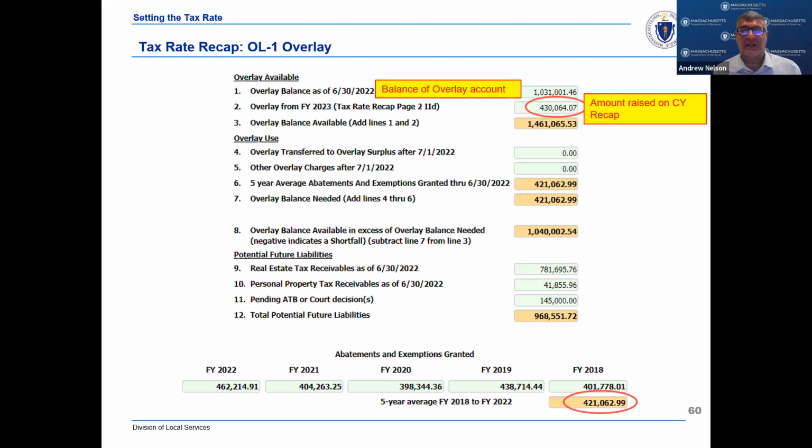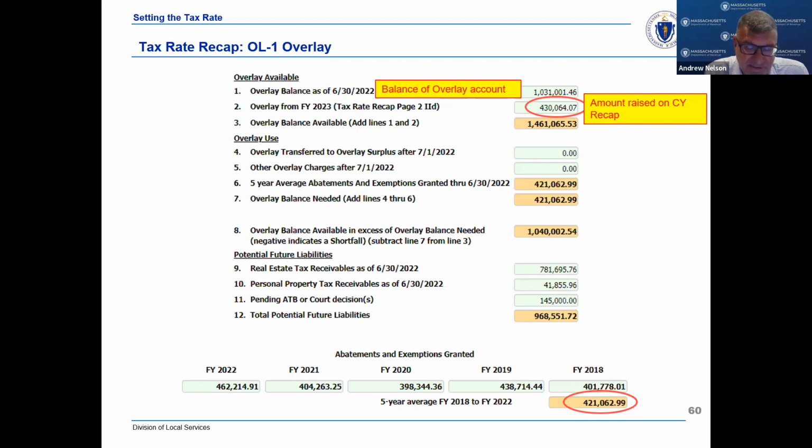Now, I want to call your attention down. This form doesn't look exactly like it does in Gateway on our presentation here. We had to cut and move some things around so that we could fit it on the screen on one page for you. But that bottom piece where it says abatements and exemptions granted is off to the right when you look at it on Gateway. Those 5 blocks there are the last 5 years and what you had in abatements and exemptions.